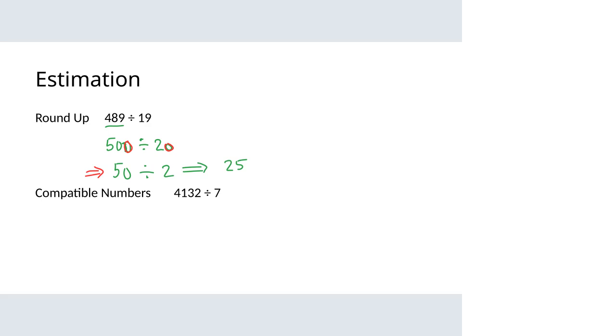Then we look at compatible numbers again, and 4,132 divided by 7. Wow, I don't know what that is. You might think, well, how about 4,200 divided by 10? Well, that's not so bad, because then you can divide both by 10 and have 420 divided by 1, and we get a ballpark of 420. That's not so bad. That's more like the rounding up approach that we did before.